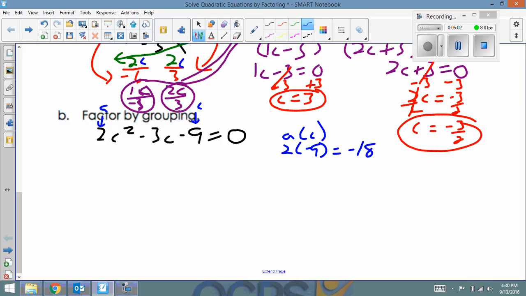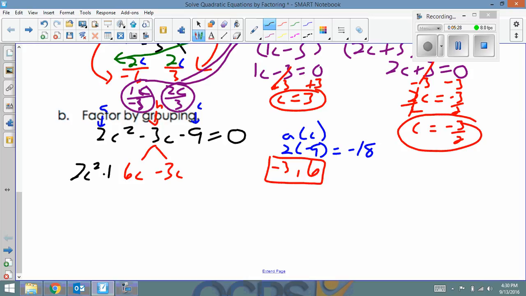We still need to find the factors of AC that add to equal our B value here. And again, we know that that's -3 and 6. So what we're going to do is take this B value and split it up, and write both of these in its place. Okay? So I'm going to put the 6 here and the -3 here. The 2c squared just comes down. -9 comes down.